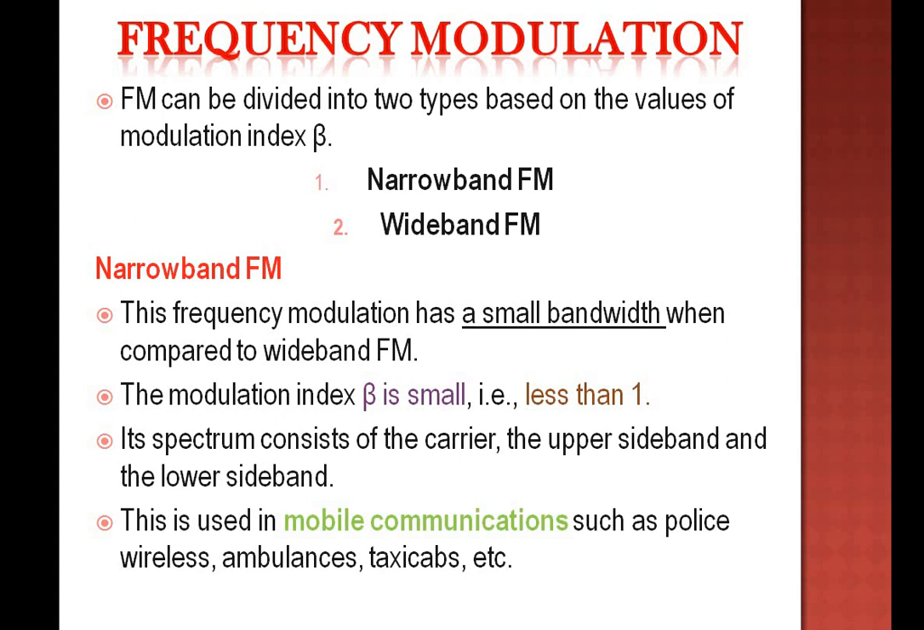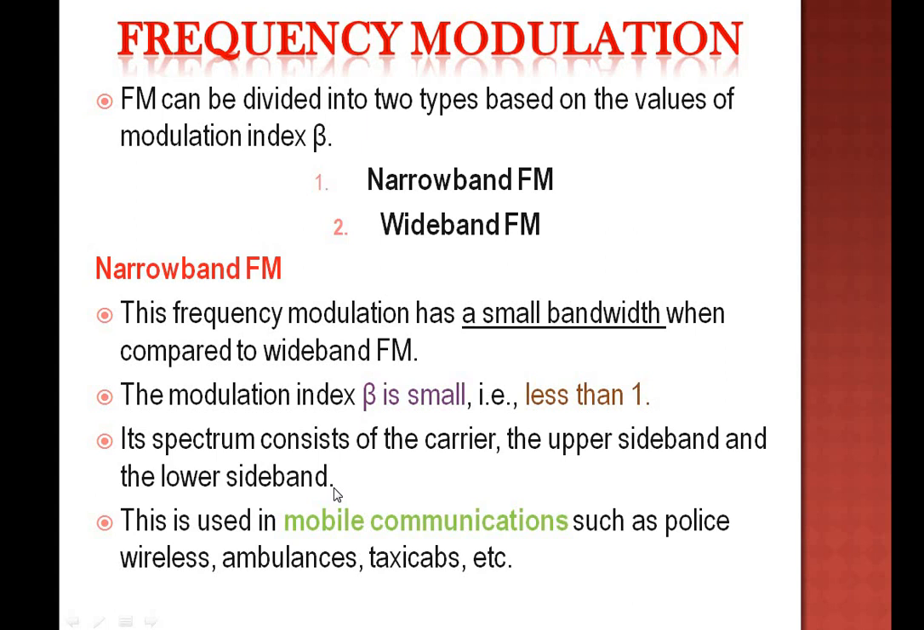Here the frequency modulation has a small bandwidth compared to wide bandwidth. Of course, by narrow bandwidth you can tell that it will have a narrow bandwidth when compared with wide bandwidth, and the modulation index will be less than 1. The frequency spectrum of this frequency modulation will have a carrier, an upper sideband as well as a lower sideband.